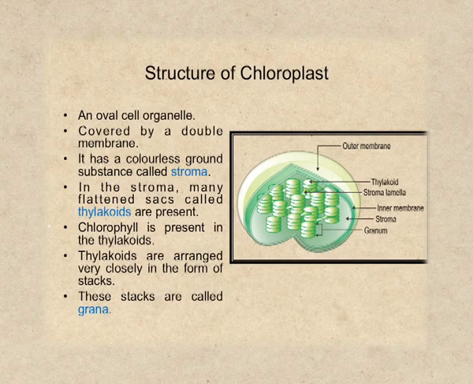Thylakoids are arranged very closely in the form of stacks. So the thylakoids are arranged in the form of stacks. You can compare it with a stack of coins or a stack of books. These stacks are called grana.